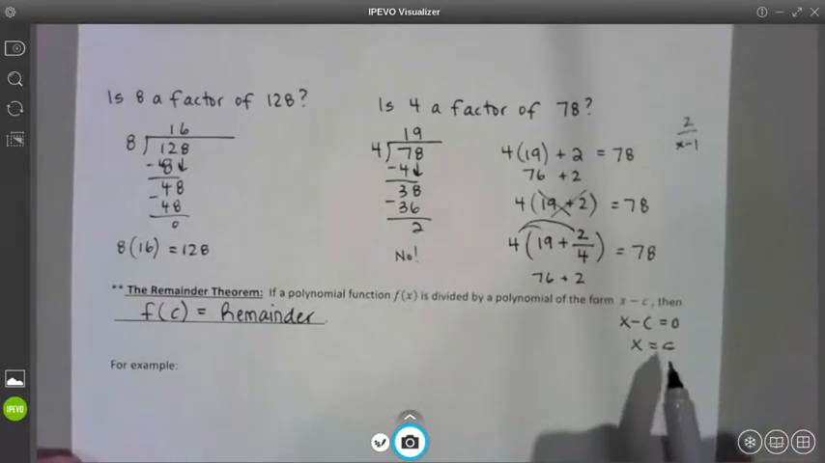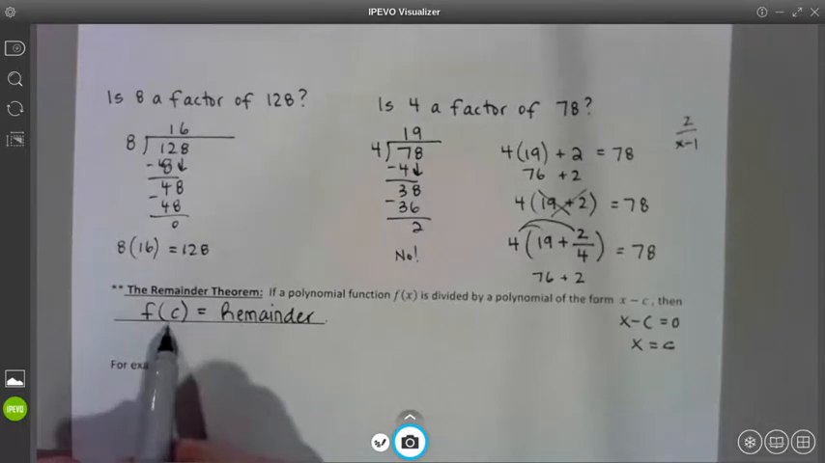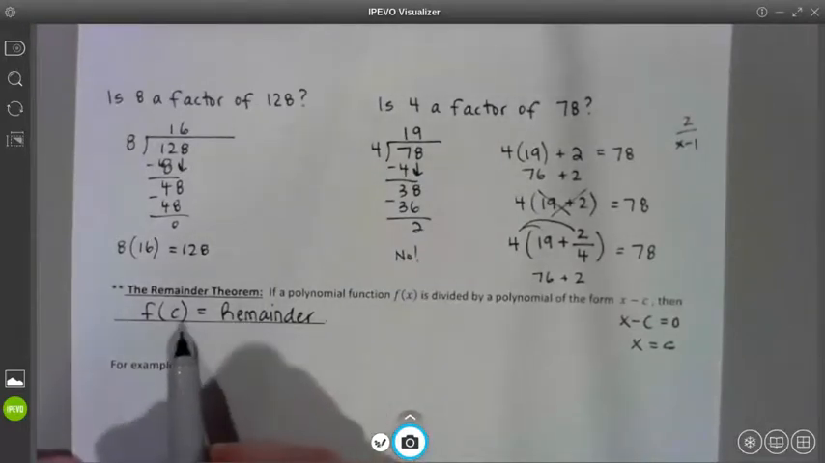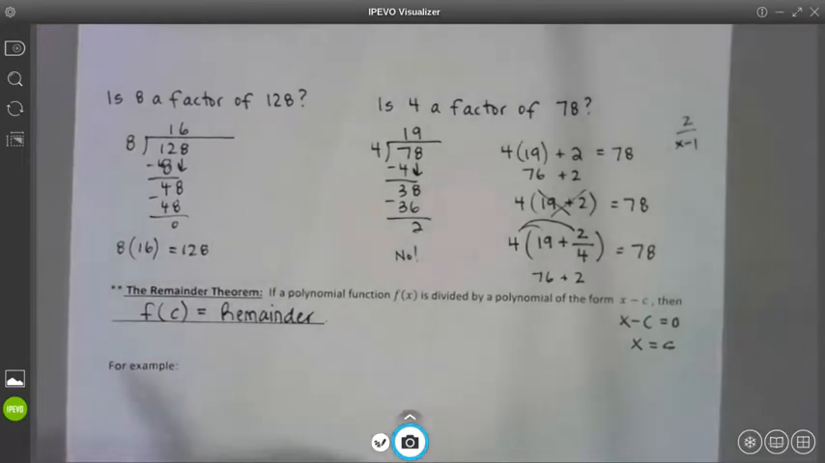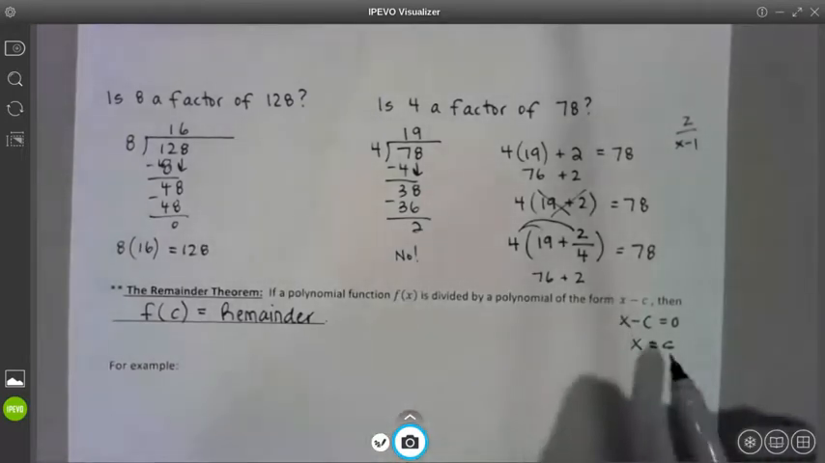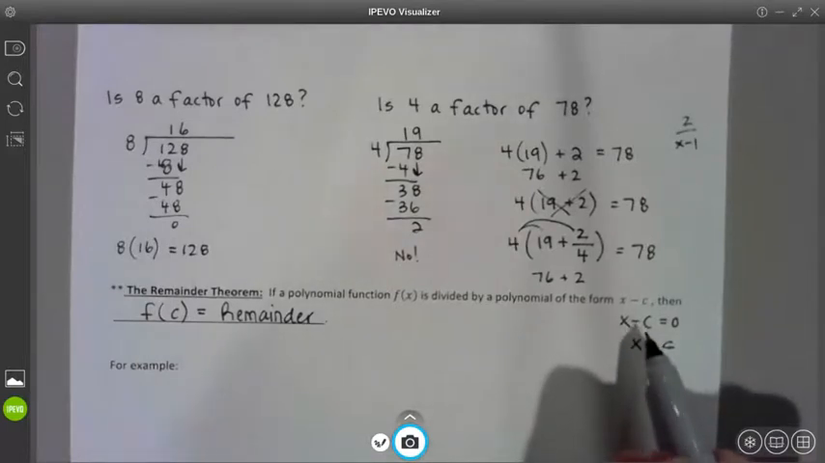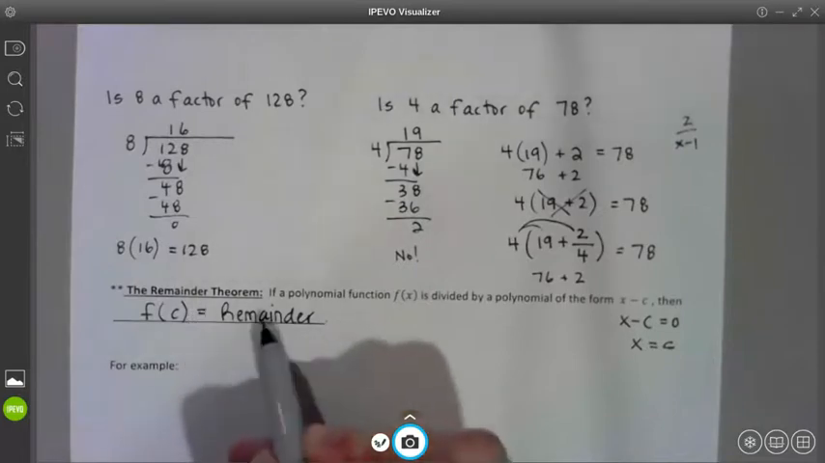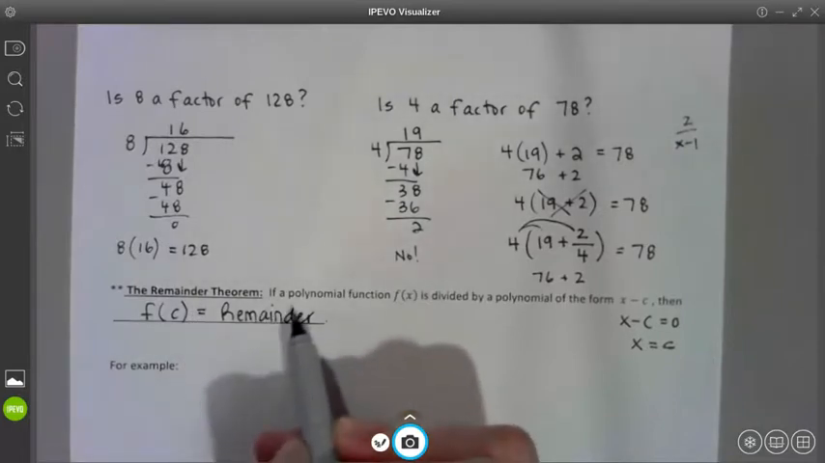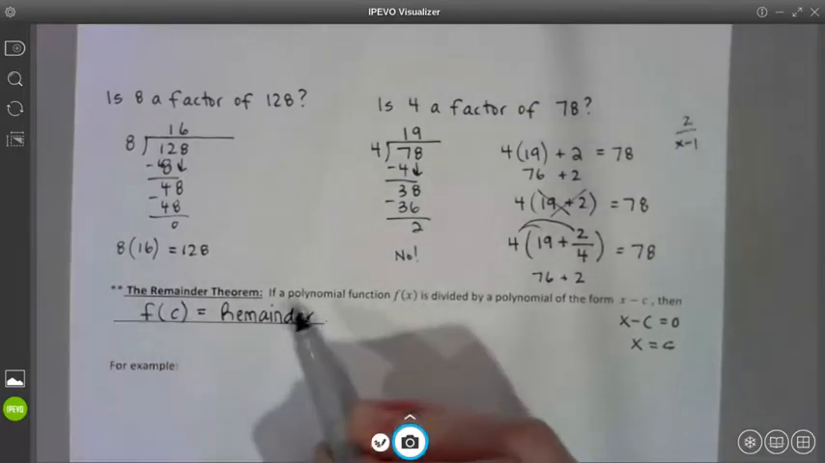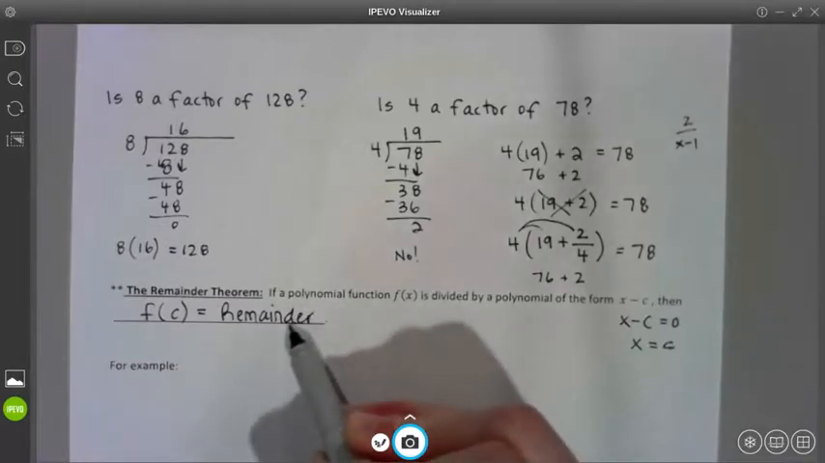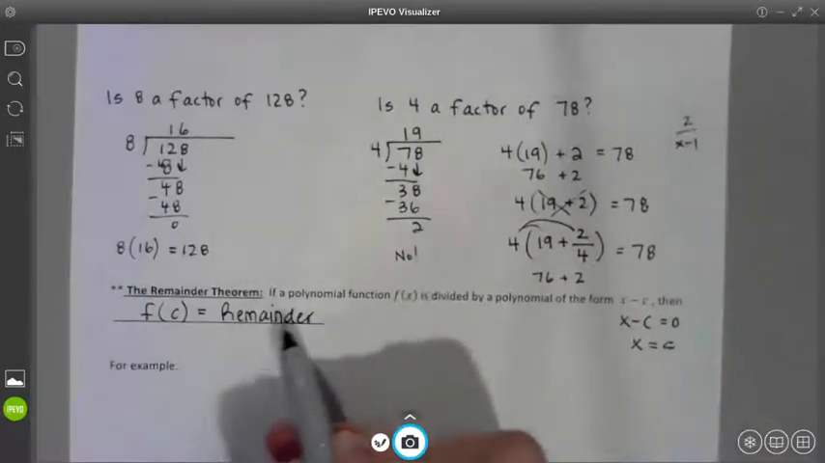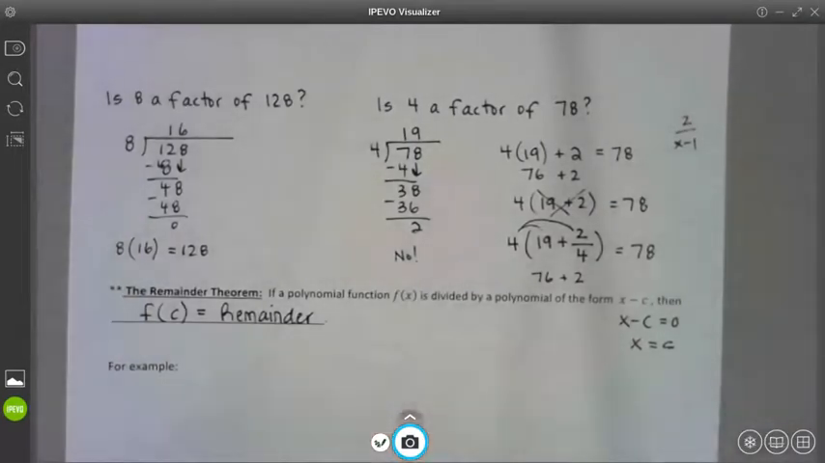So c is going to be this magic number that, if you plug it into the actual function, the number the function will spit out when you plug c in is the remainder. That's what the remainder theorem is saying. So it's not like you can just plug any number you want into this function and the remainder will come out. No, you have to plug this c value into the function in order for the remainder to come out.